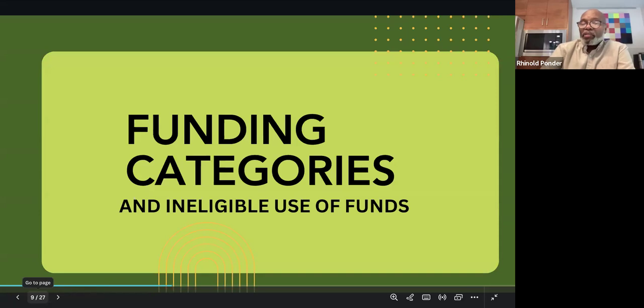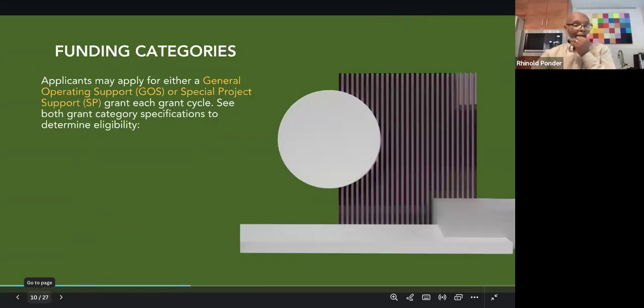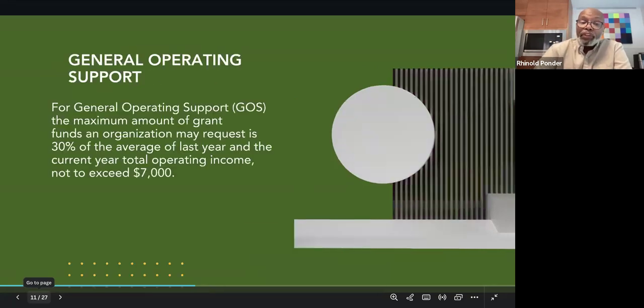Funding categories. Let's talk about the funding categories for a little bit. Applicants may apply for either general operating support or special project support. For the general operating support, the maximum amount of grant funds an organization may request is 30% of the average of last year and the current year total operating income, not to exceed $7,000.